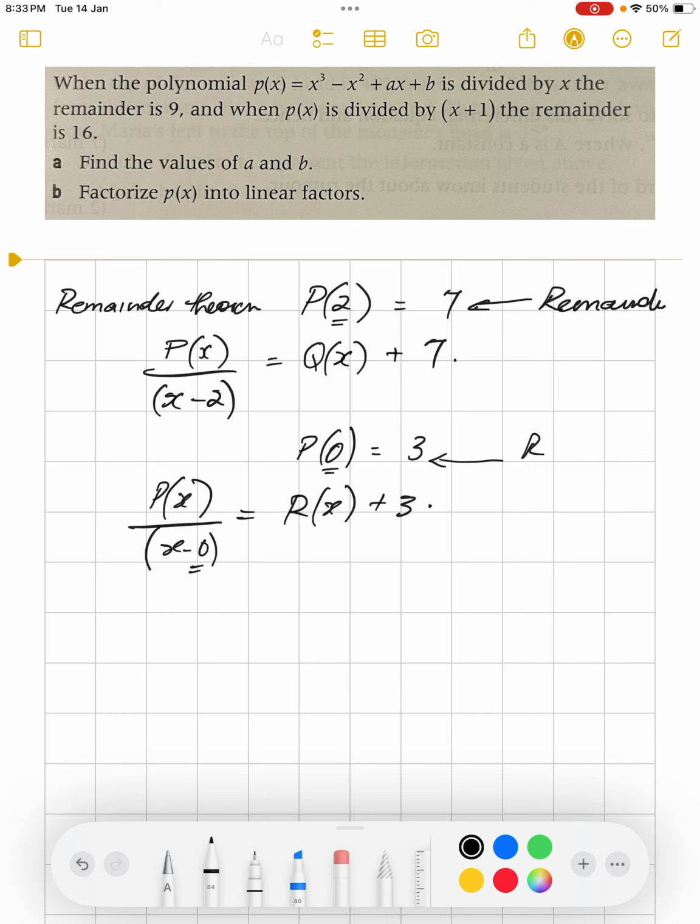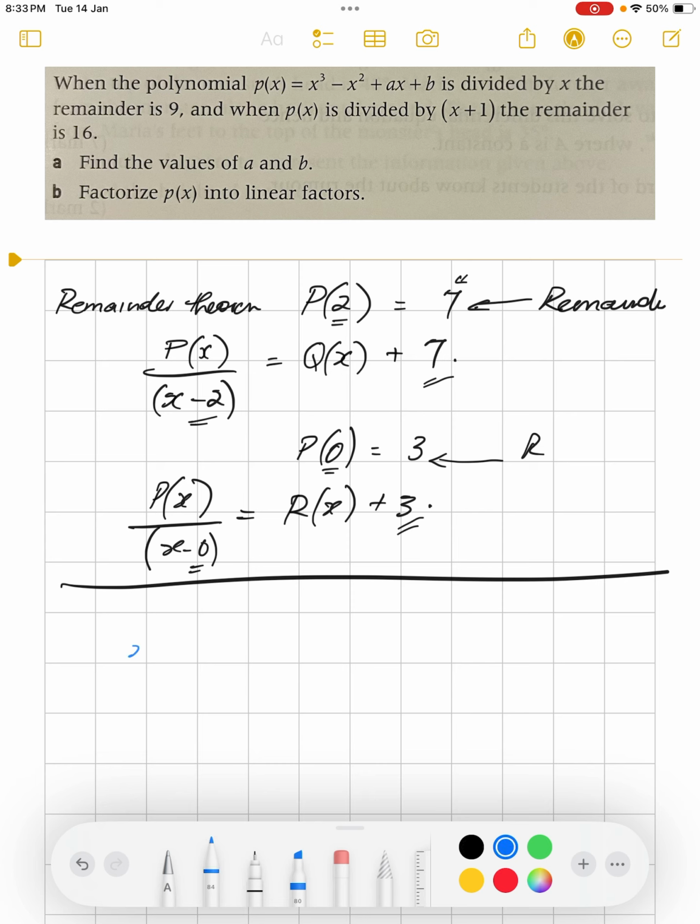Now, if the remainder is 0, it means that this will be a factor. So if we got a 0 here, then x minus 2 is a factor. If there is a remainder, it's not a factor. If there's no remainder, it is a factor. All right, so let's have a look at what we've got.